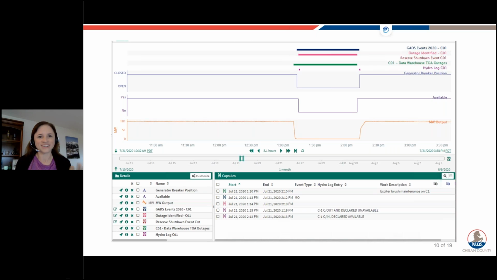We have here, if you can see, there's something labeled the identified outage. That's when the breaker is open, available is no. And then we have the reserve shutdown, breakers open and available is yes.